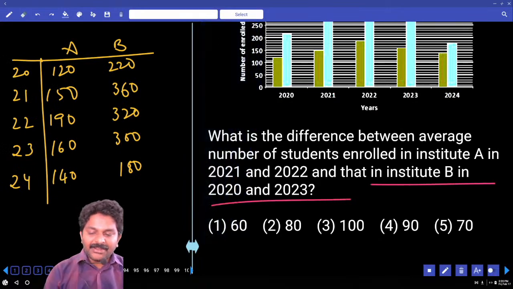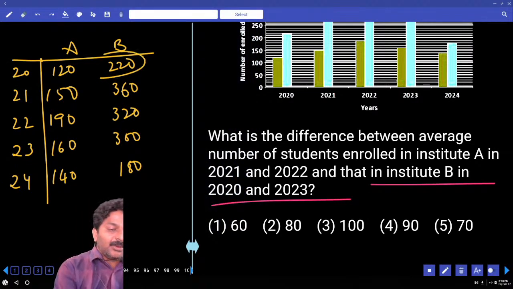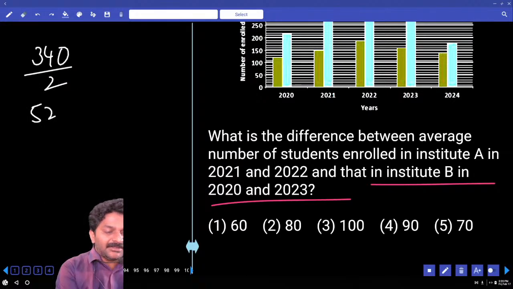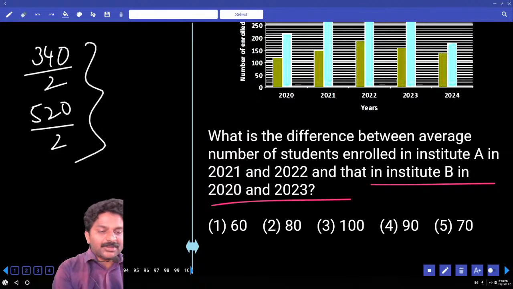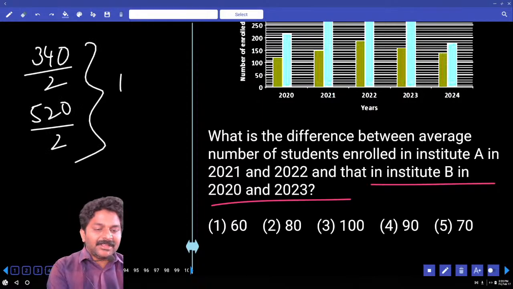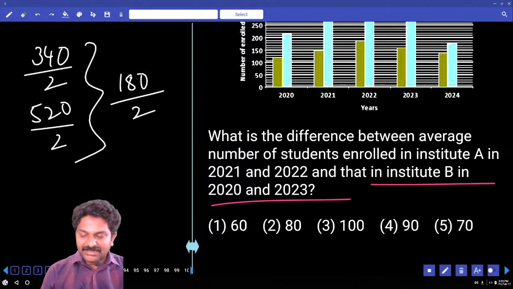And that B in 2020 and then 2023: 220 and then 300. Sum is equal to 520. Average by 2. For these two numbers, we were asked to calculate the difference. Largest minus smallest, 520 minus 340 by 2. Answer 90.